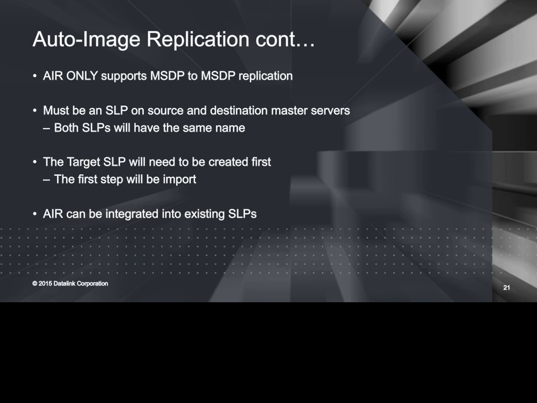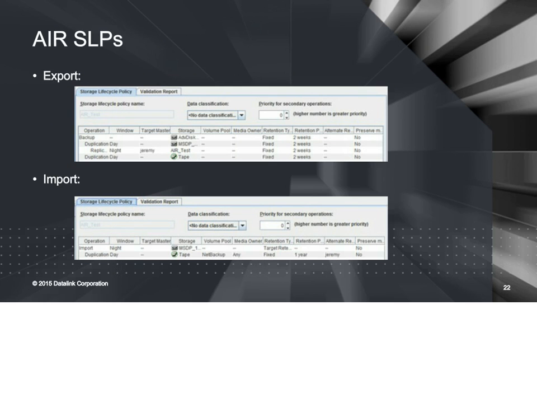So here's a picture of a couple of AIR SLPs. As you can see, the first one is the export SLP. You actually have to create the import first, but for the sake of understanding the process. In this case, we have a backup that's going to an advanced disk pool. It's then duplicated over to an MSDP pool. And then from the MSDP pool, with that being a deduplication pool, it's replicated over to the target, which is the import. And now you can see on the import SLP, the first option is an import job.